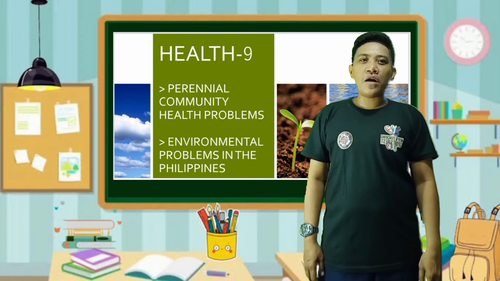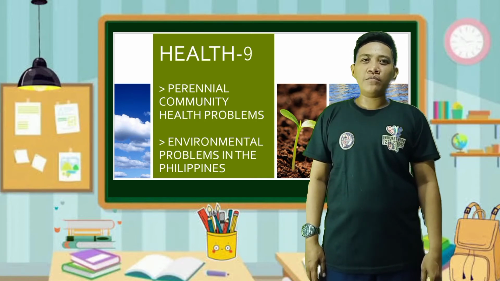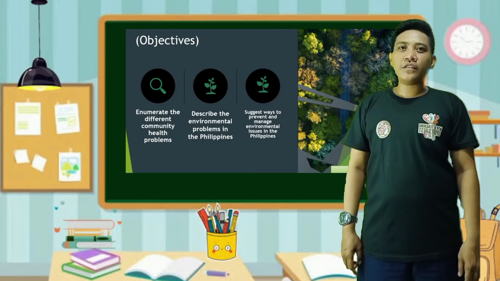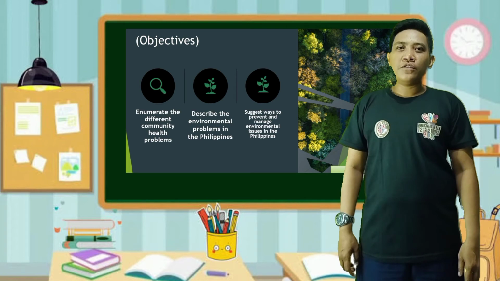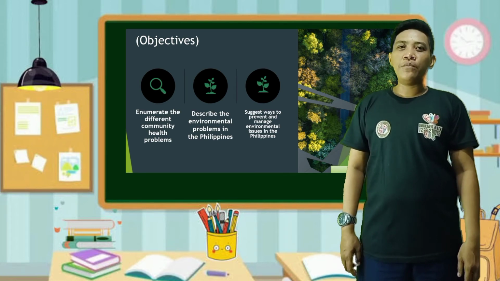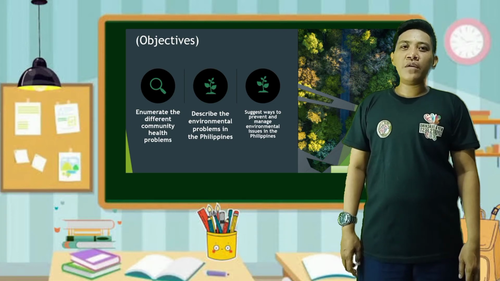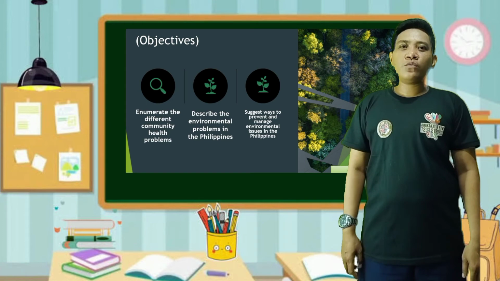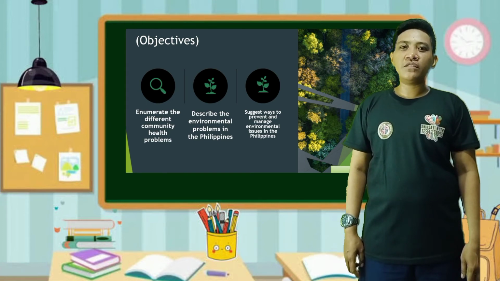Today, we will talk about perennial community health problems and environmental problems in the Philippines. Our objectives for today's lesson: number 1, enumerate the different community health problems. Number 2, describe the environmental problems in the Philippines. And number 3, suggest ways to prevent and manage environmental issues in the Philippines.